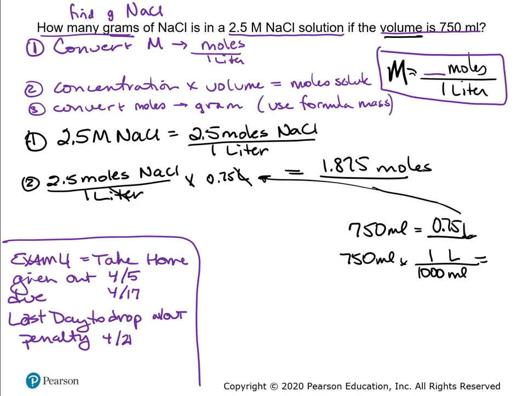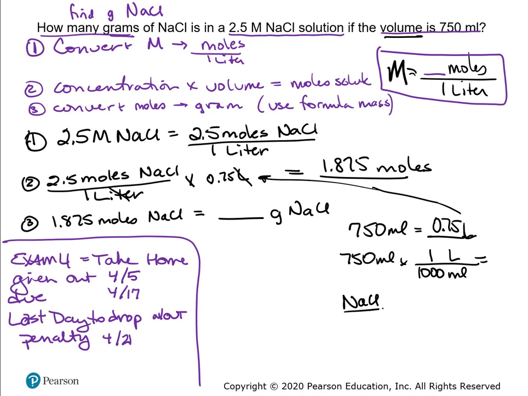They have to have the same units to be able to multiply. So now I know the number of moles, but my final answer needs to be in grams, so I need to convert moles to grams. So 1.875 moles of NaCl is equal to how many grams? Remember, to do that, you're just going to need the gram formula mass.